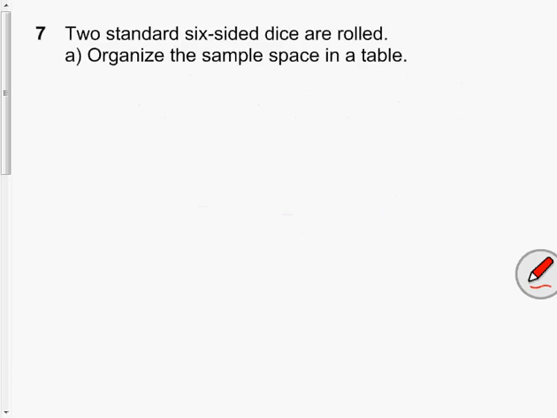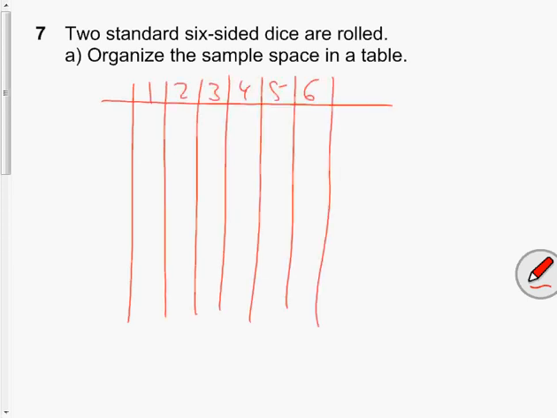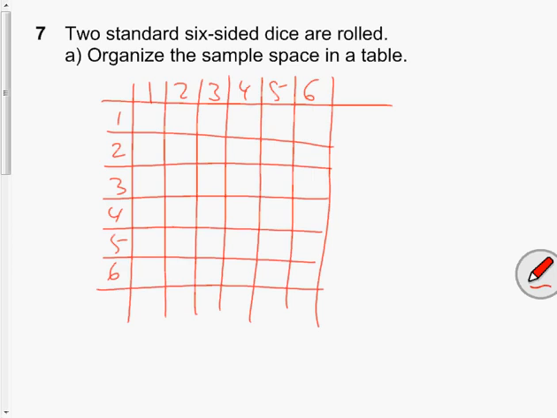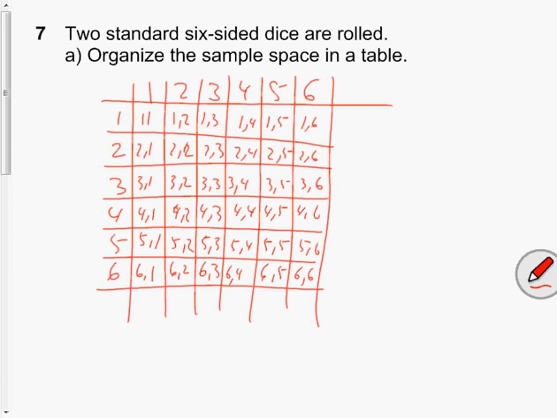The next question says, 2 standard 6-sided dice are rolled. Organize the sample space in a table. So we're going to make our table. We're going to place 1 to 6 at the top for the first die. We're going to place 1 to 6 for the second die down the side, and then we're going to fill in our sample space. So once I fill in the table, this is what it looks like, and we know that there are 36 possible outcomes, and they're all listed there in the sample space.